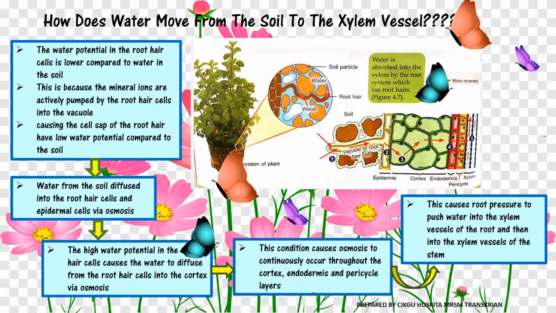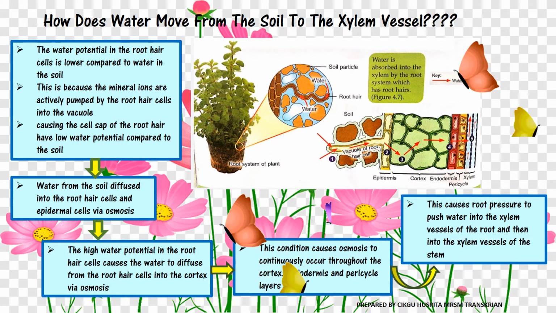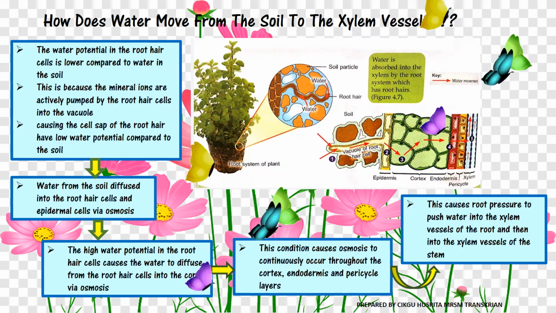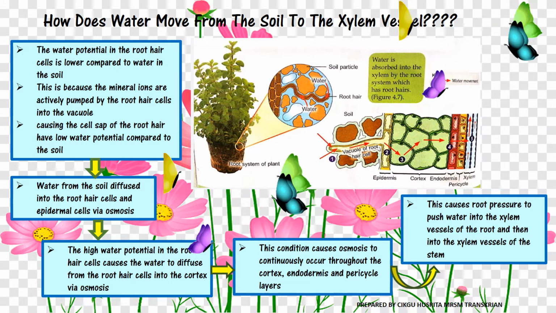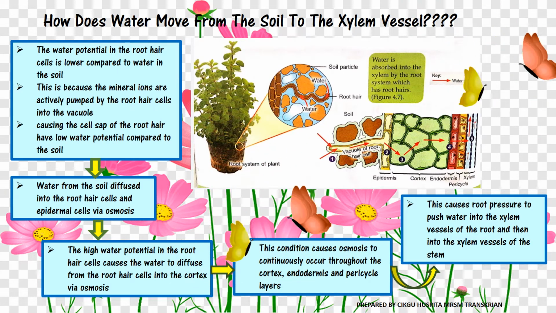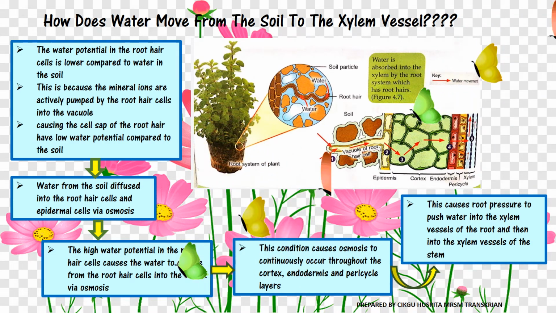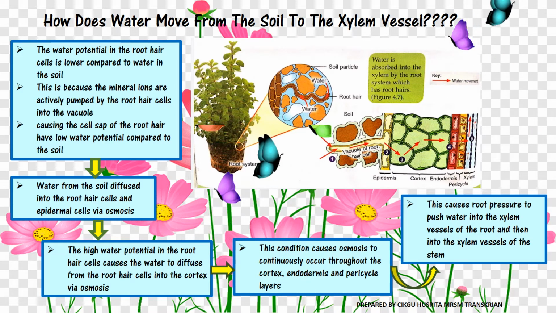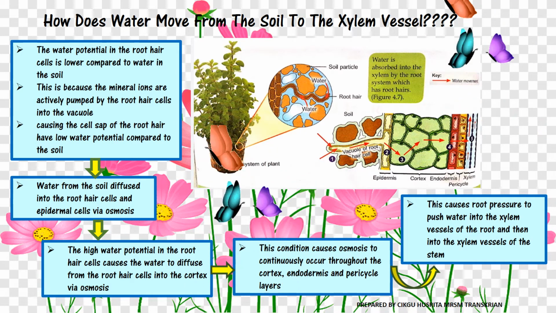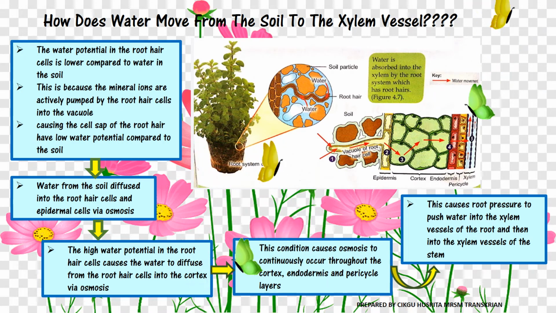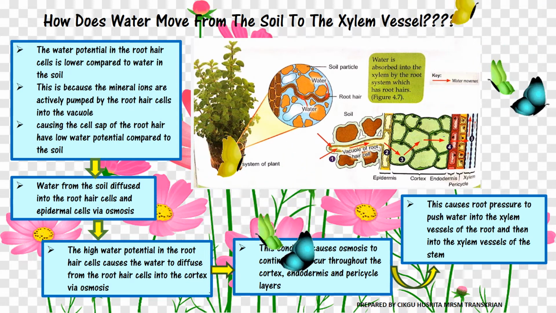Alright, how does the water move from the soil to the xylem vessel? Okay, first of all, what happened? As you can see here, this is the structure of the root hair cell and also the root. So this is the vacuole of the root hair cell, soil water, and then epidermis, cortex, endodermis, pericycle, and xylem. We start with the first one at the root hair cell.